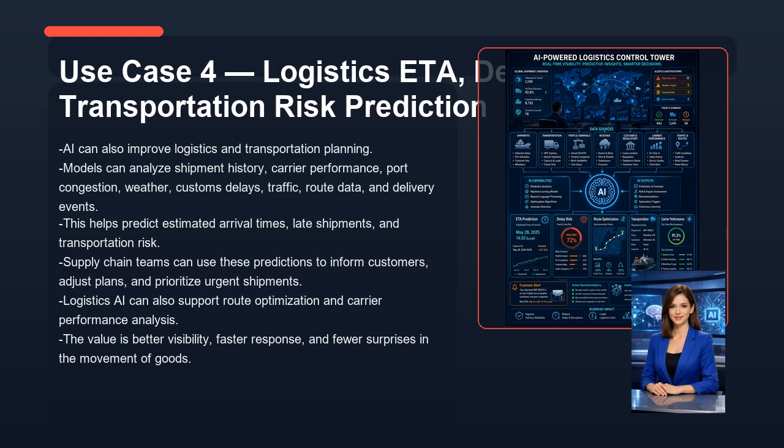Supply chain teams can use these predictions to inform customers, adjust plans, and prioritize urgent shipments. Logistics AI can also support route optimization and carrier performance analysis. The value is better visibility, faster response, and fewer surprises in the movement of goods.